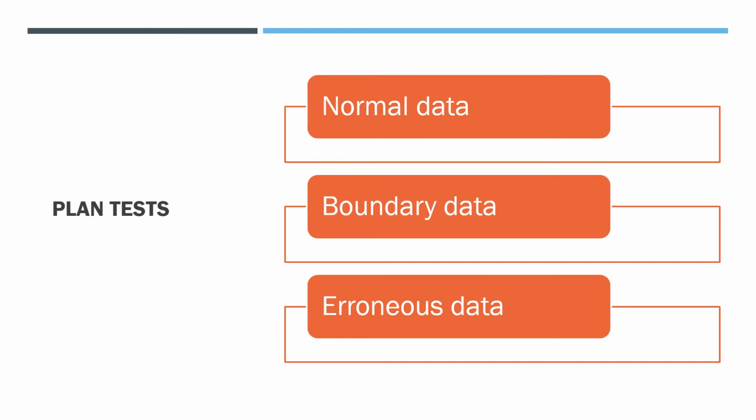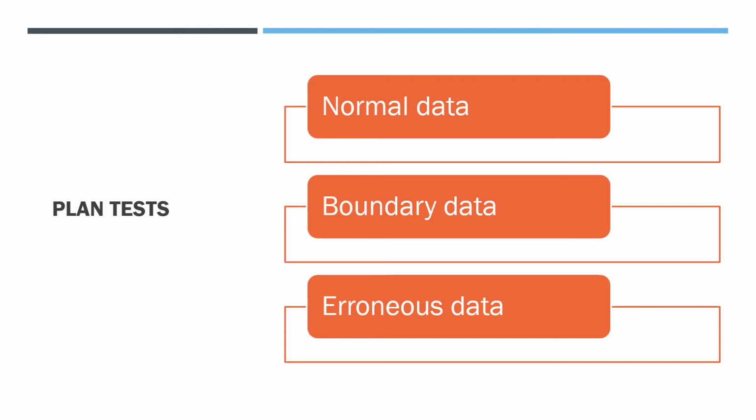We carry out some tests using normal data. That is the normal data that would be input when we run the program in normal everyday use. We'd input some boundary data. That's typically the very smallest and the very largest values that we might expect to input, to test out how the computer copes with that.